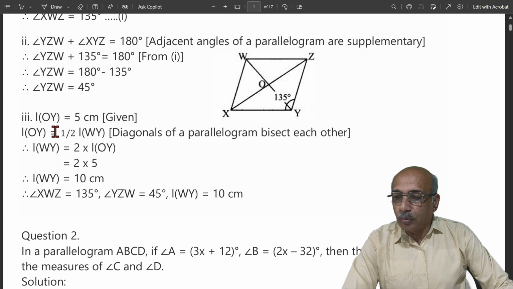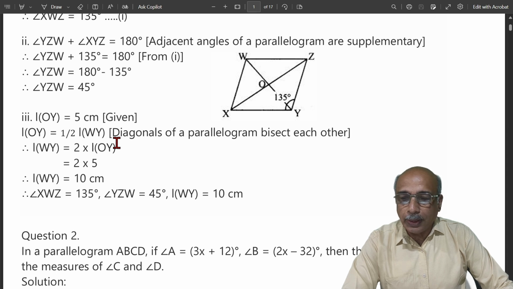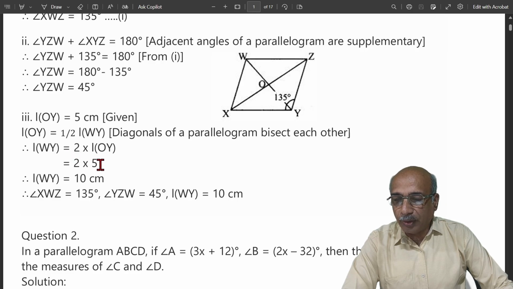When length OY equals 5 centimeter, OY is nothing but the part of the diagonal WY. So OY equals half of WY. Why? The property of the parallelogram is such that diagonals are bisectors of each other. Therefore, length WY equals twice length OY, equals 2 into 5, equals 10 centimeter. That means diagonal WY will be equal to 10 centimeter. So thus we can find out the unknown angles and the segment.